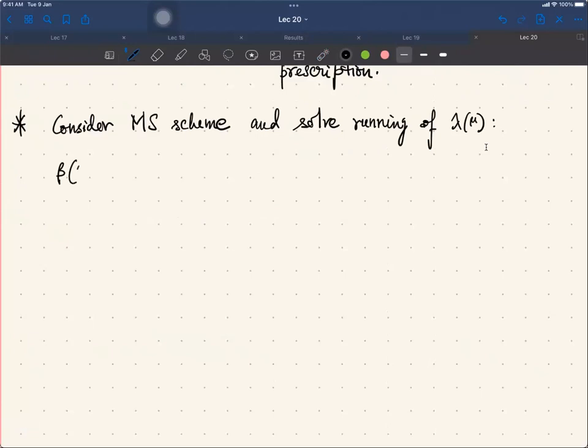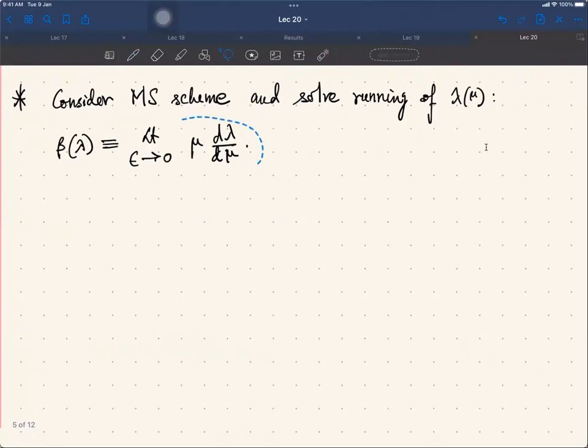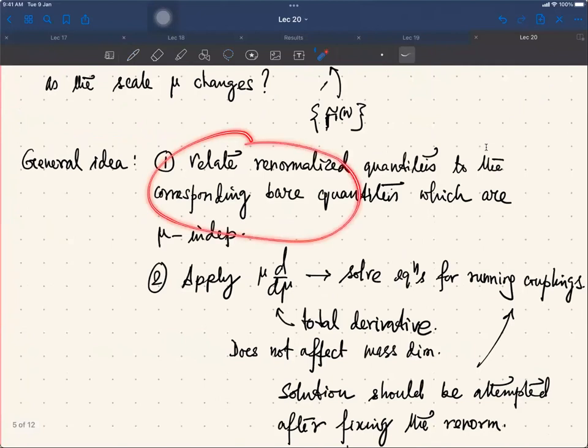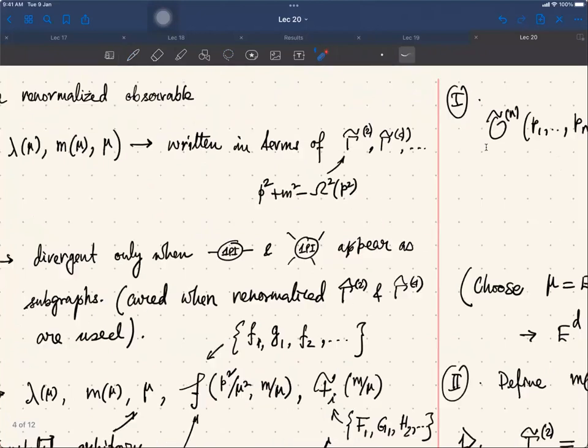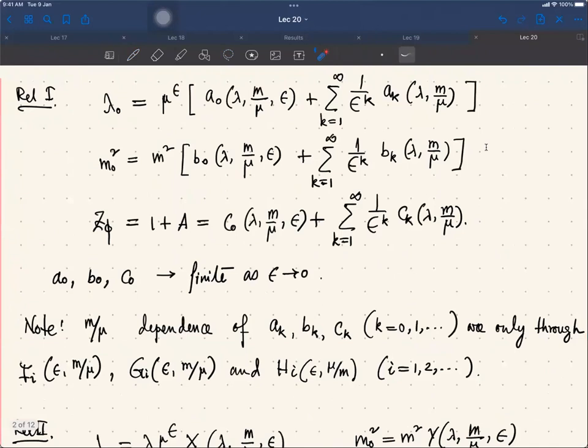Define beta lambda to be the limit as epsilon goes to 0 of mu d lambda d mu. Then consider the first step of relating the renormalized and bare couplings, and the relation is given by this equation. Since we are considering lambda, the relevant equation is this one.